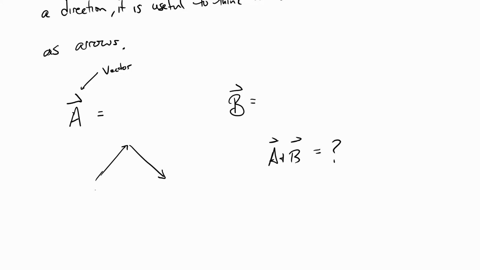So I've kind of alluded to it. A plus B: if I start here, I'm going to go in the direction of A, which takes me to this point. I'm going to go in the direction of B, which takes me to this point. This resulting vector here is my vector A plus my vector B.